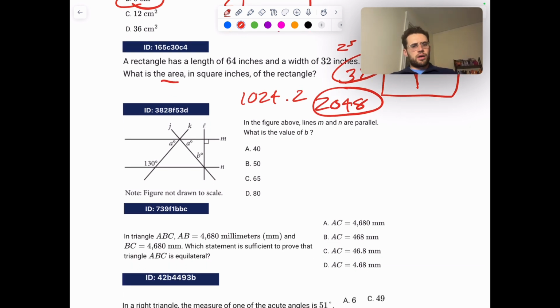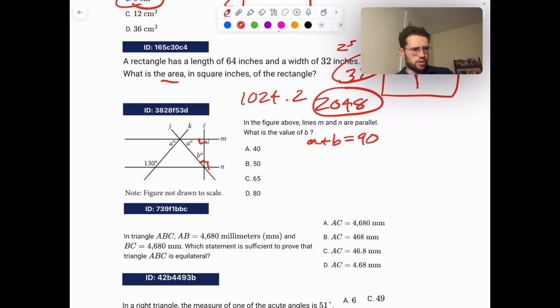In the figure above, lines M and N are parallel. What is the value of B? So B is over here. They give us that these are both A. So let's see, what is the value of B? M and N are parallel. They give us that this angle here is 90. So that means that this is 90 and this is 90. So A and B are both the acute angles of a right triangle, which means that A plus B adds up to 90.